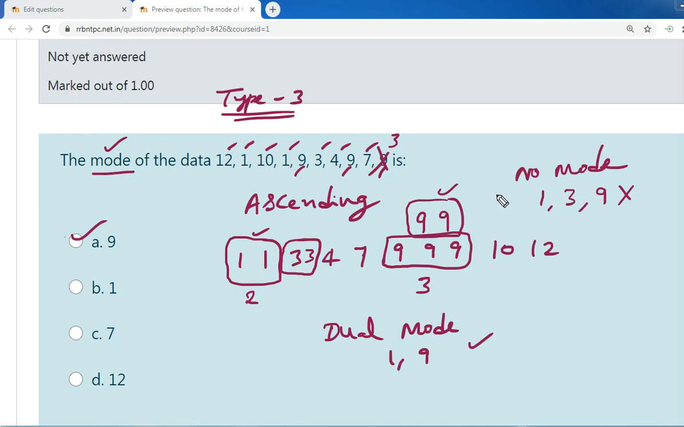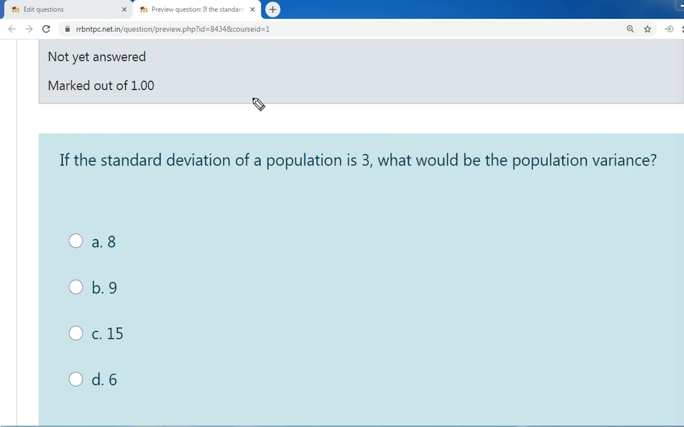Now let us go for type 4 type of questions. Type 4 questions asked are like this. If the standard deviation of a population is 3, what would be the population variance? What would be the variance? So this type of questions will be asked.